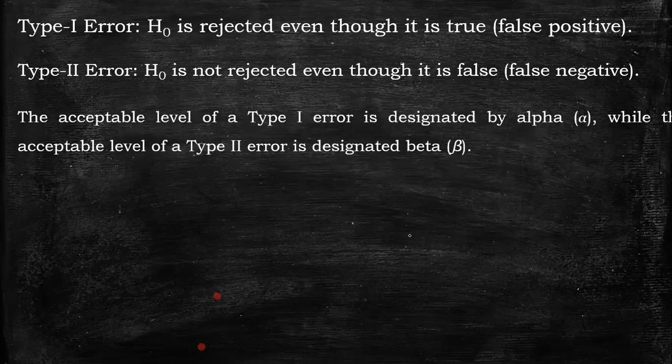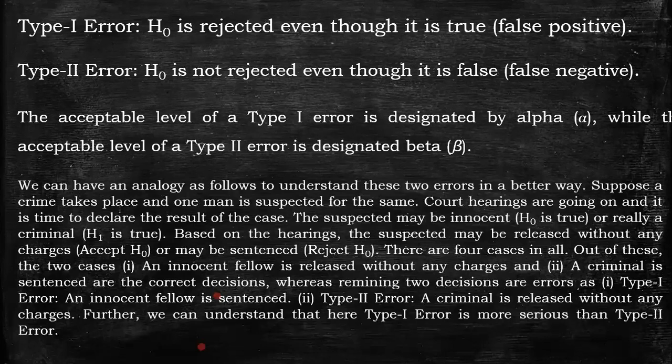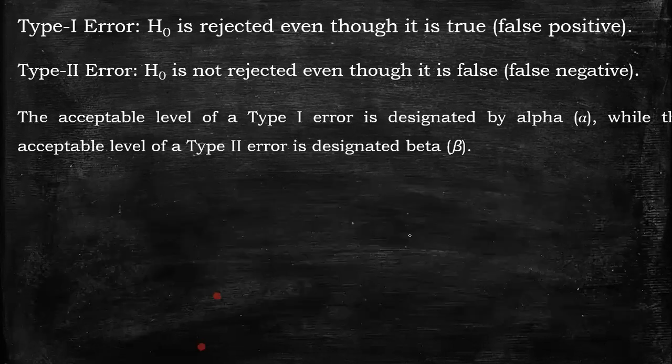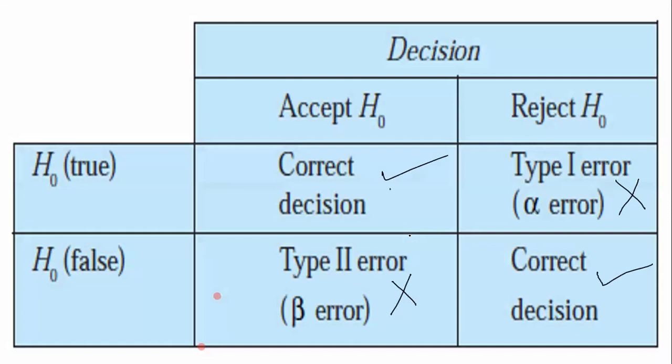And the acceptable level of type 1 error is denoted by alpha, while the acceptable level of type 2 error is denoted by beta. Now, I'm going to come back to this with some analysis. There is an analogy.